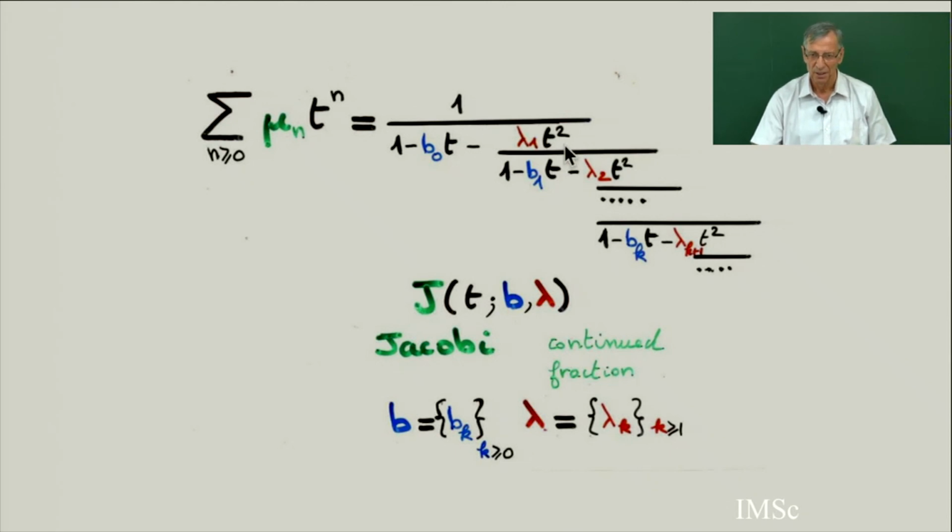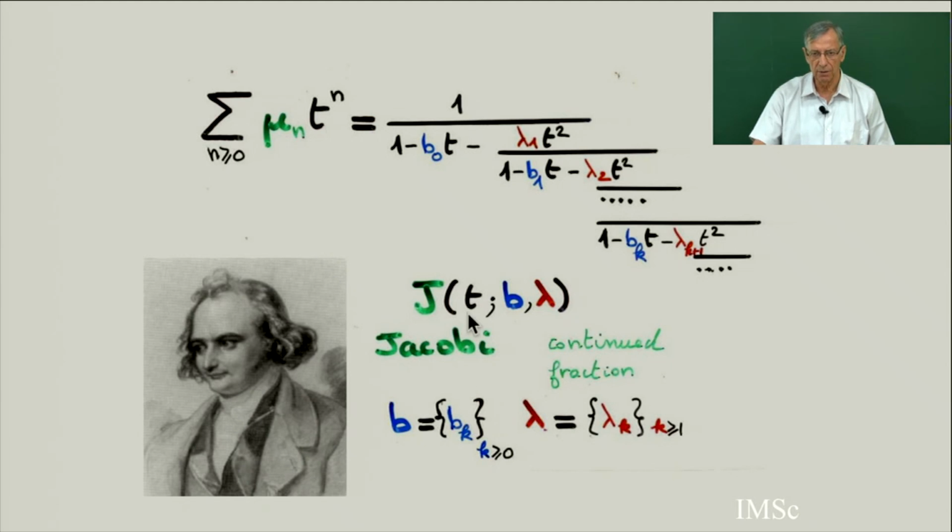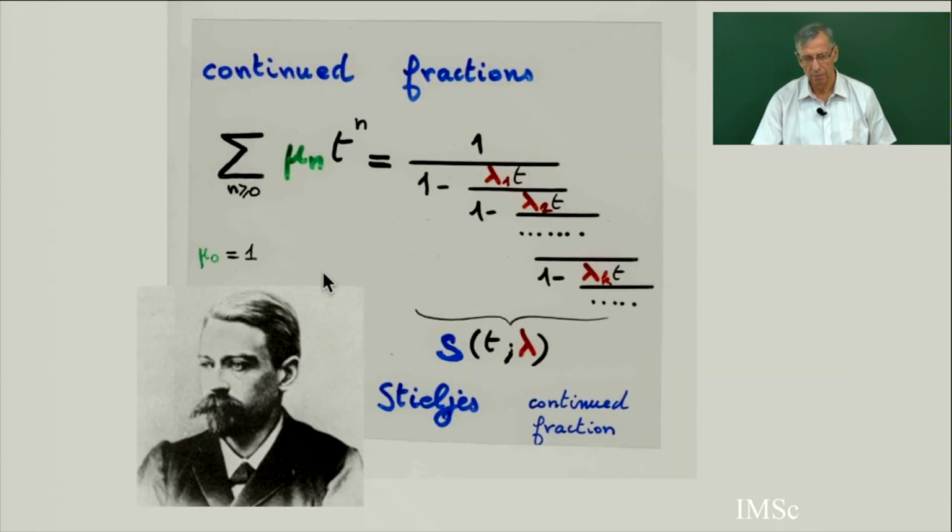So you take 1 over 1 minus this, 1 over, so it's an infinite sequence of such divisions, and this is called the Jacobi continued fraction, which is related to these two sequences bk, lambda k. And in case bk equals 0, if there is no level step in the Motzkin path, then you get what is called the Stieltjes continued fraction, with only bk equals 0.